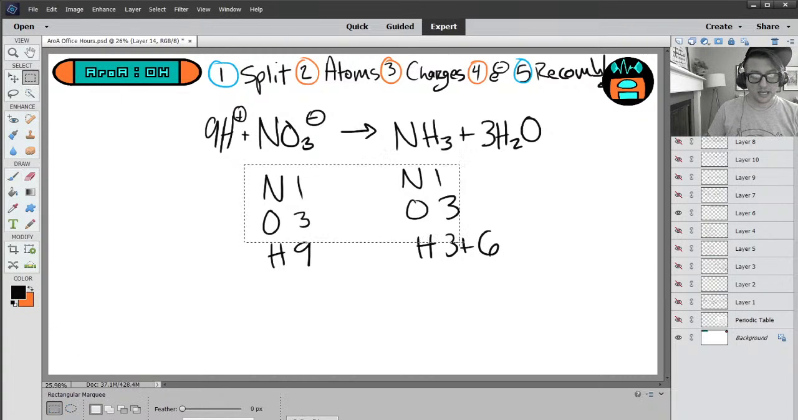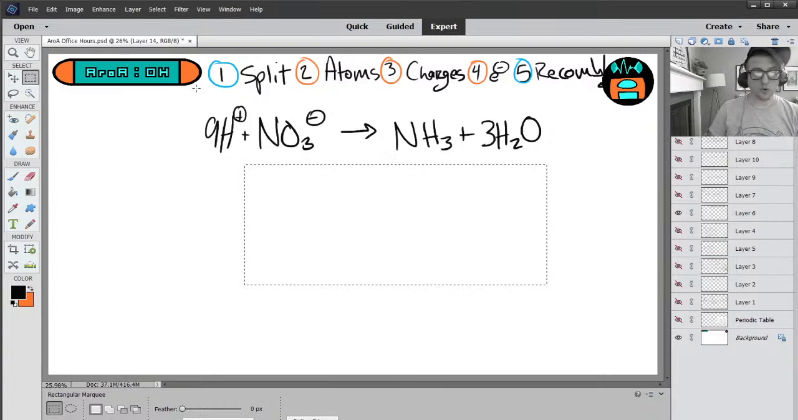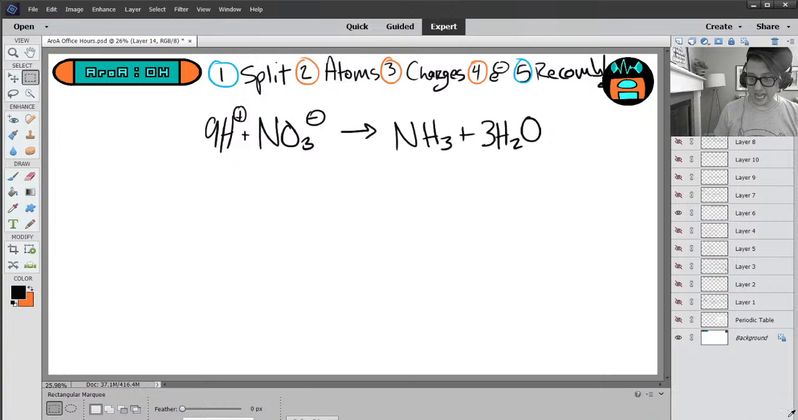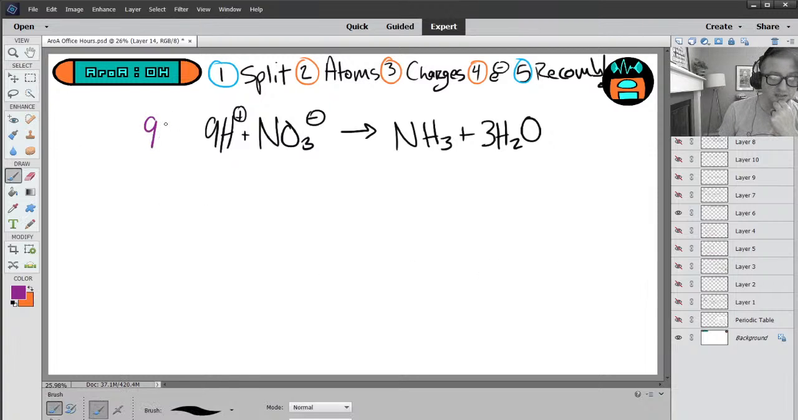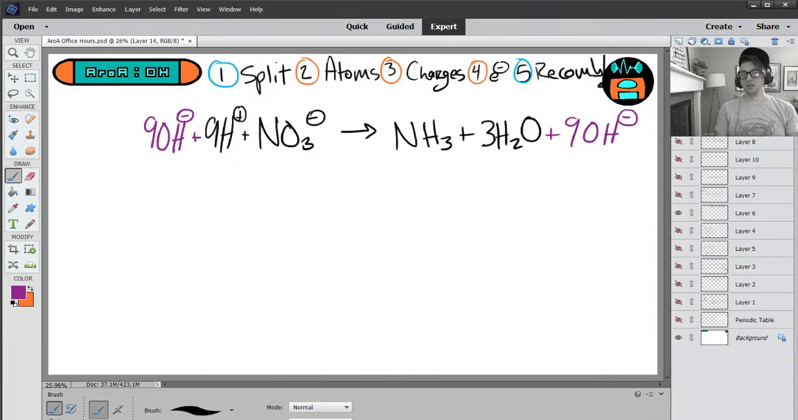But here's the problem. Hydronium only exists under acidic conditions. So whenever you add hydronium to your problem with basic conditions, you have to undo that by immediately adding 9 hydroxide ions to both sides. And it's 9 because we added 9 hydronium. However many hydronium you added, you got to add that number of hydroxides.